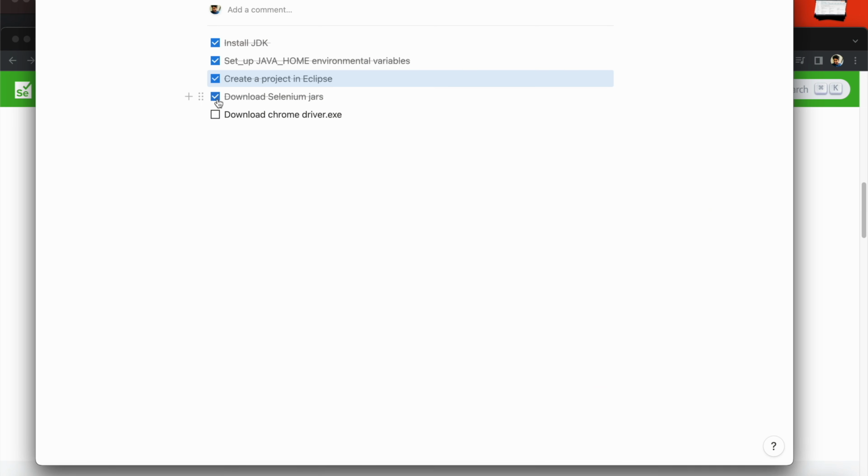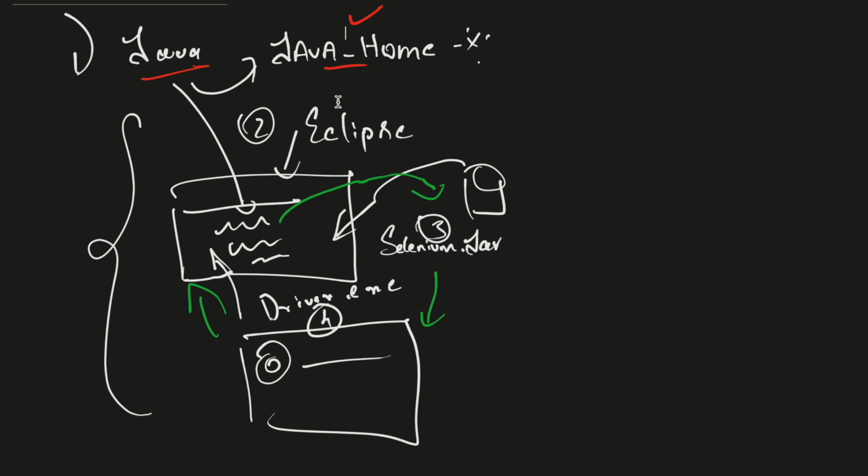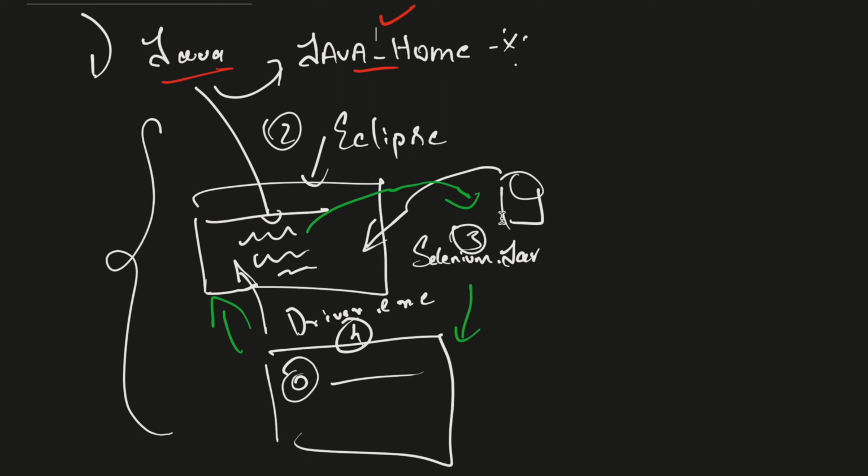And let's go back to the checklist. Yes, you have downloaded the jar files. Another point here is you need to import the Selenium jars, so that you get the connection between Selenium and the Java code. You need to connect these two, so you need to import that into Eclipse. Let's see how to import that.